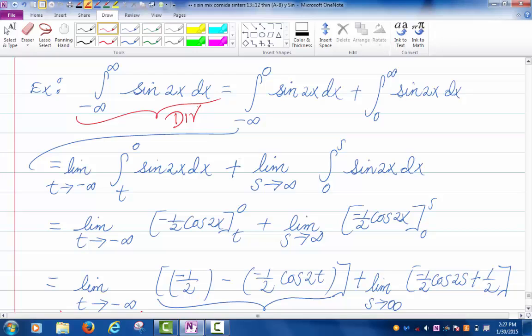One of them is divergent, the whole thing is divergent. For this to be convergent, both of the integrals need to be convergent.